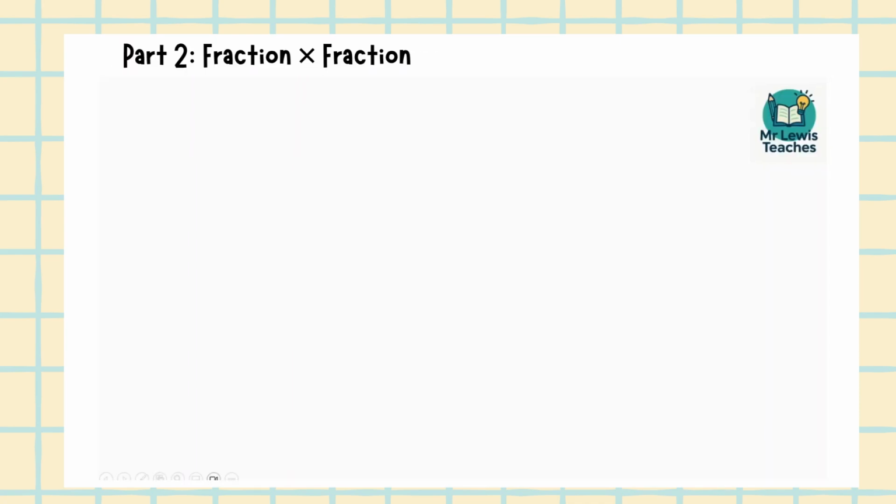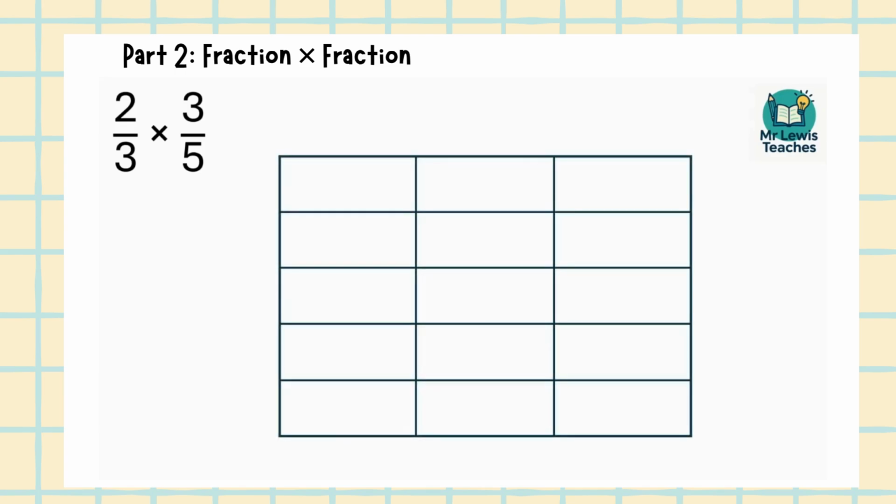Now let's multiply a fraction by a fraction. 2/3 multiplied by 3/5. This means 2/3 of 3/5, so we're finding a part of a part. To help us see this clearly, we can use a rectangle. First, we split the rectangle into thirds one way and fifths the other way. And now we have a grid made up of equal parts. Take a moment to look at this. How many small sections can you see?